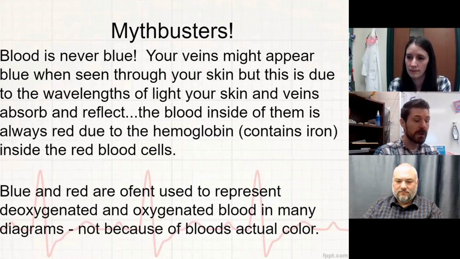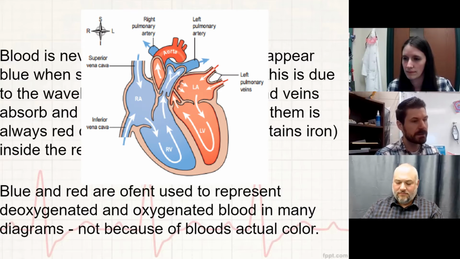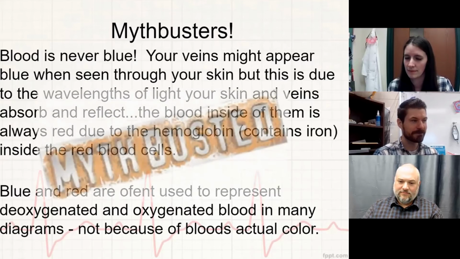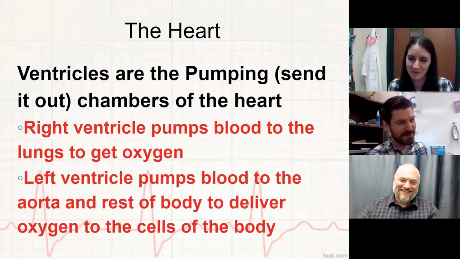So you will see in this presentation and many other diagrams for the circulatory system that red is often just a convention for representing oxygenated blood, and blue represents deoxygenated blood. So yes, you'll see those 2 colors, but no, it is not an actual representation of the color of your blood. Myth busted. Excellent. Made me happier than it should have.